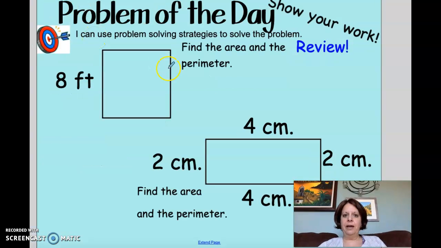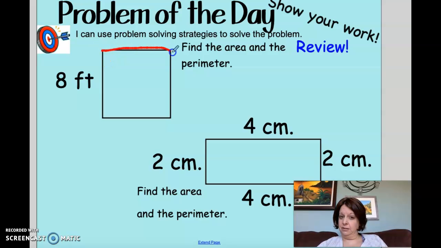Hey friends, I'm back. I've got my writing tool here, and as you remember from the previous day's work, it takes me kind of a while to write this out because I'm using my mouse pad here on my MacBook. Okay, so it says find the area and the perimeter. Remember, the perimeter is like the fence. So the perimeter is like the fence, okay?